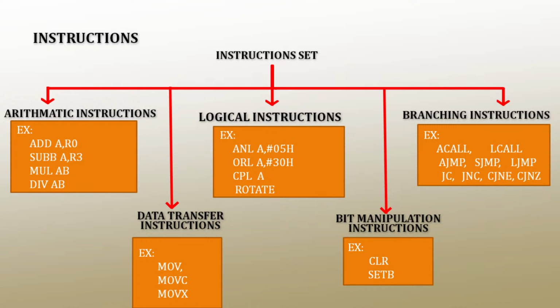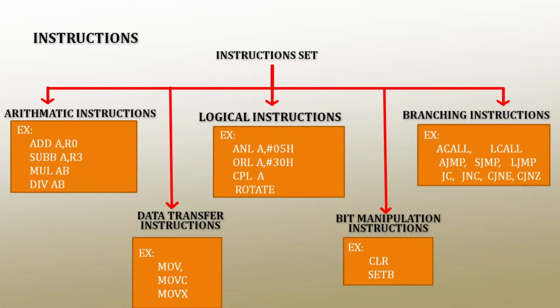I am summarizing this instruction set. Instruction set is classified based on the performance. It is classified into 5 categories. They are arithmetic instructions, logical instructions, branching instructions, data transfer instructions, bit manipulation instructions. Arithmetic instructions in the sense arithmetic process, addition, subtraction, multiplication, division. So these instructions are known as arithmetic instructions. Logical instructions, logical operations like AND, OR, complement, rotate. These are all the logical instructions.